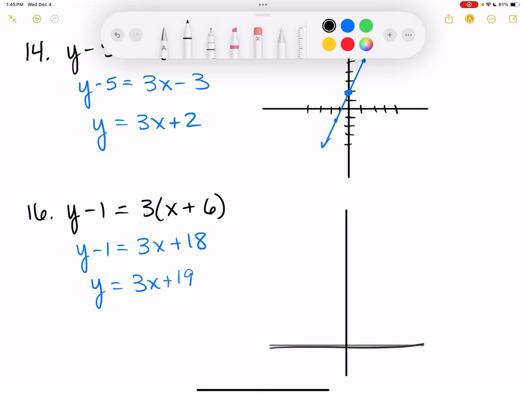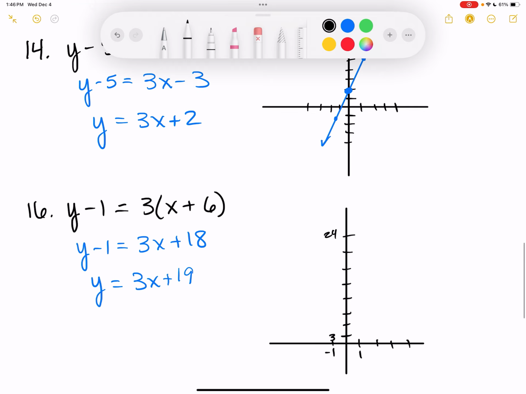So 3, 6, 9, 12, 15, 18, 21, 24. I'm just going to show that I'm counting by 3s there. And because I'm doing that on that axis, I'm going to make sure that I show on my x-axis that I'm counting by 1s, just so that it's not confusing. So my y-intercept is 19. If I'm counting by 3s, 3, 6, 9, 12, 15, 18, obviously it's not going to be exactly on a line, so I'm going to be a little bit above it.